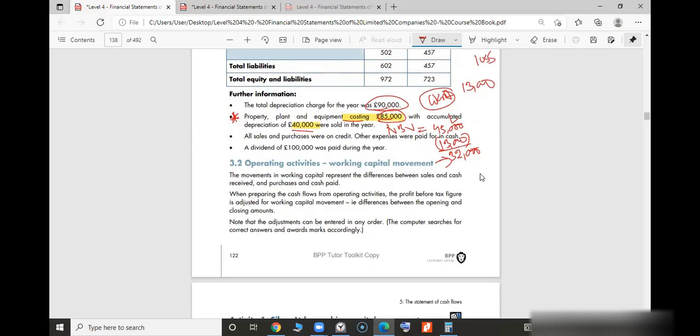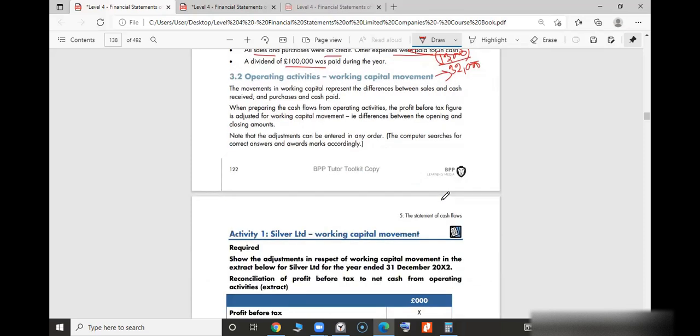Okay, moving on. All sales and purchases on credit, other expenses paid in cash, so that's all right. Dividend 100,000 was paid during the year. Okay, that's all right. We'll keep these things into dividend paid, in financing activities.